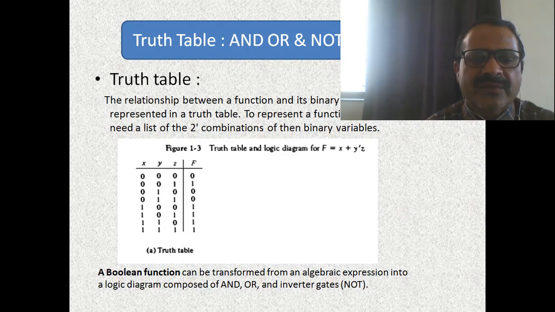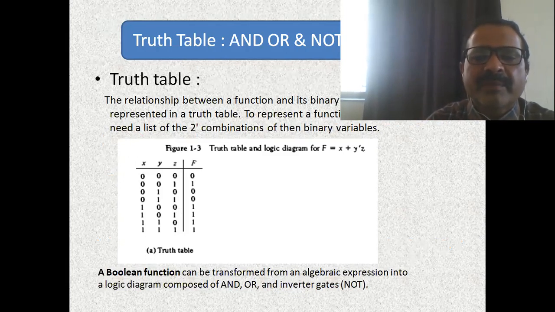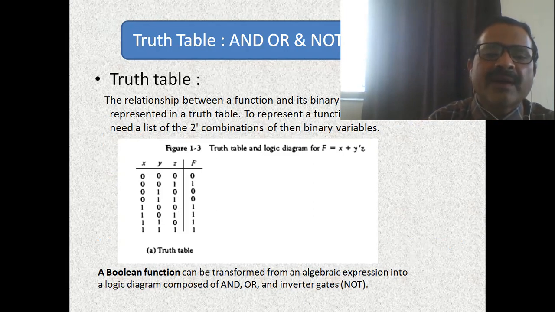Now consider this particular figure of a truth table, where x, y, z are the binary variables, whereas F is its output. For the Boolean function F is equal to x plus y complement z, the output will be labeled by the column F. X is one of the columns, called an input, y is another input, and z is another input. But in the expression calculation, we take the complement, meaning the reverse value of y, and it will be ANDed with z.